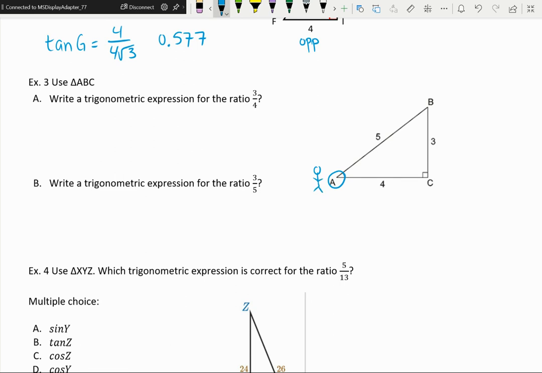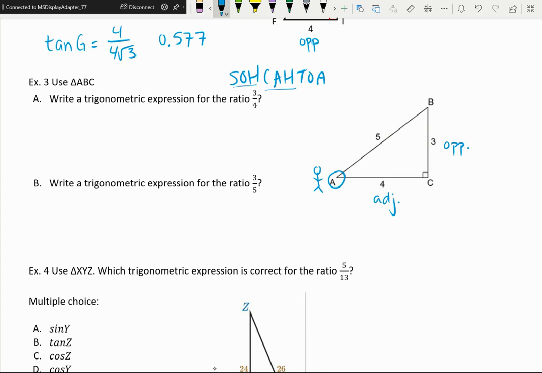All right, great. And so I want to write a trig expression to represent 3 over 4. So what is 3? Across from angle A, this is going to be identified as my opposite leg, and then 4 is going to be identified as my adjacent leg. And when I review SOH CAH TOA, I'm looking for something that uses opposite and adjacent. Well, it's not sine.